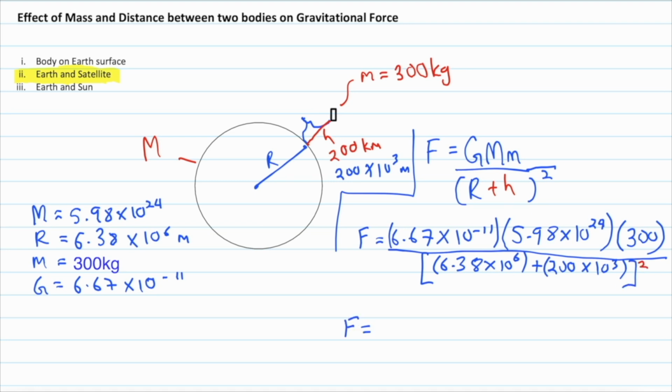Now when we plug in all the values, you will get a gravitational force of 2763.74 Newton. So in summary, we know that the formula used is very similar to the formula used on a body on Earth's surface. The only difference is that since the satellite is not on the surface but a certain height above the surface, we will count the radius plus the height, squared, as part of the formula right here.